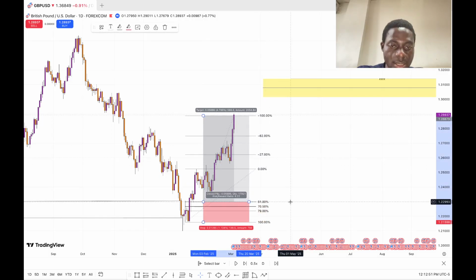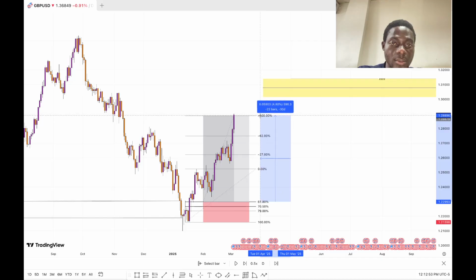How many pips is this? 588 pips. You are done. If you trade this on, let's say, 3 micro lots, that's $1,500. You're in Ghana making that money. And it took you how many days?